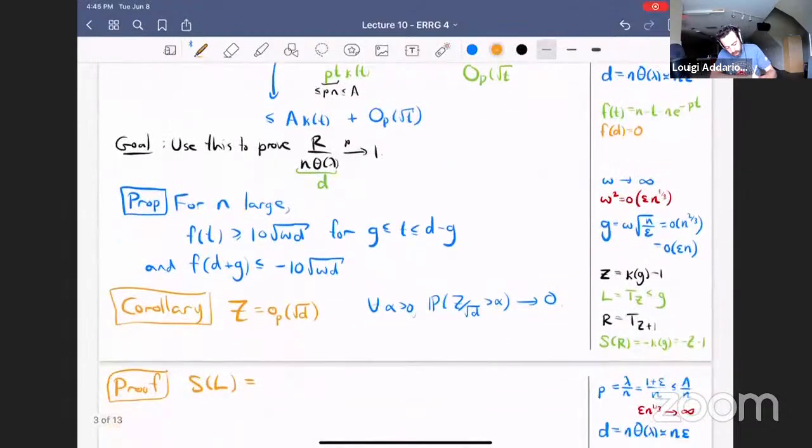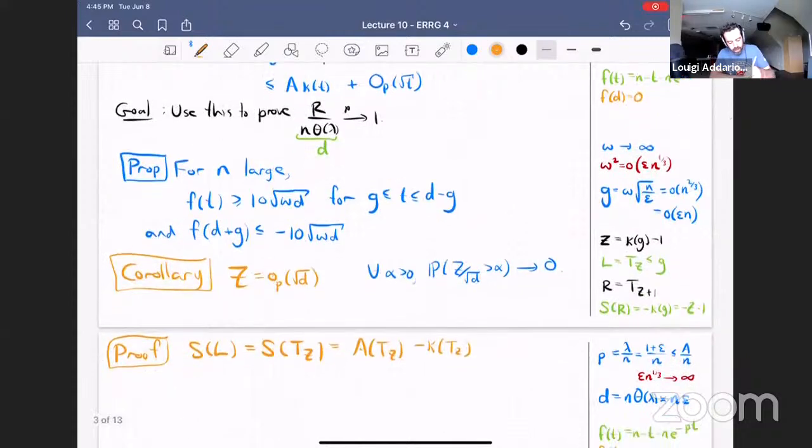Okay, so a bit more formally, SL is the same as S of TZ, which we know is ATZ minus kappa TZ. We proved that identity in, I think, the second order training lecture. But at the time when we finish exploring a component, the active set is empty, and so we just get minus TZ. So that's minus z. Okay, so that's the first fact.